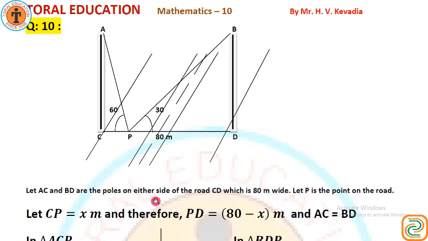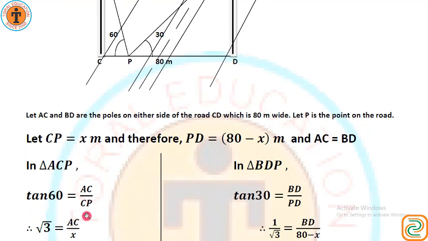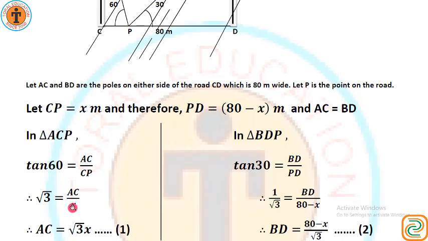Let AC and BD be the poles on either side of the road CD. CD is the width of the road, which is 80 meter. Let P be the point on the road. Let CP be x meter. Therefore, PD is 80 minus x meter, and AC equals BD, as given. In triangle ACP, tan 60 equals AC upon CP. tan 60 is root 3, CP is x, therefore AC equals root 3 x.